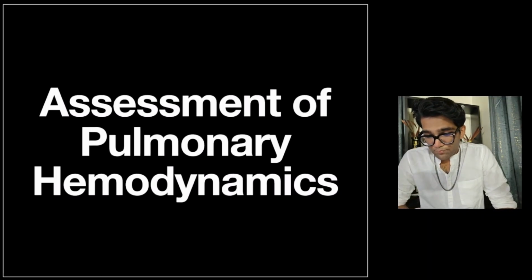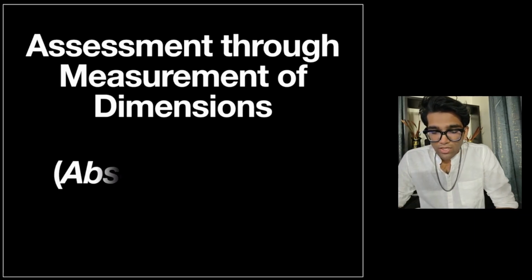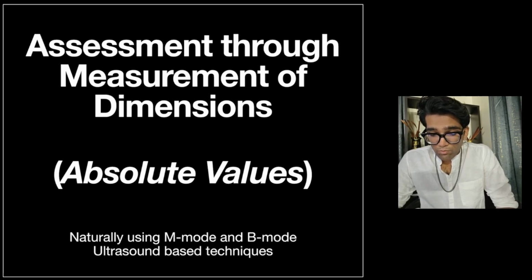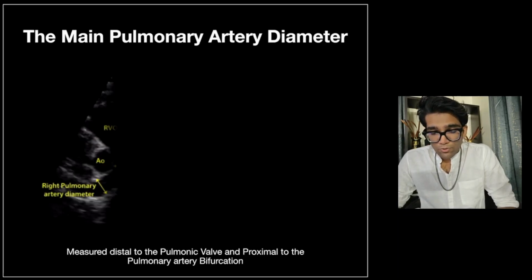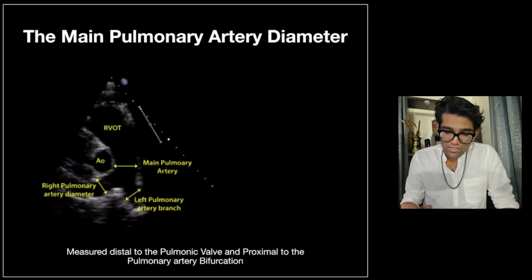Getting down to the assessment of pulmonary hemodynamics. When I say we're going to discuss pulmonary hemodynamics, first we'll be using measures of dimension, and here we use absolute values. The absolute values will obviously be measured using M mode and B mode ultrasound based techniques. So the main pulmonary artery diameter is assessed. Now the main pulmonary artery diameter is assessed at a point in the high parasternal short axis view that is distal to the pulmonic valve, so this would be the pulmonic valve, and proximal to the bifurcation. So this is the bifurcation. That is why it is being measured at this point.